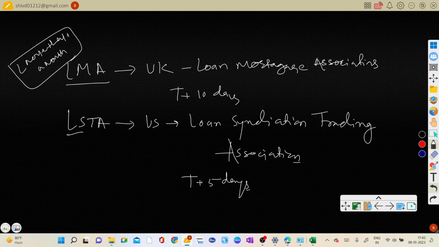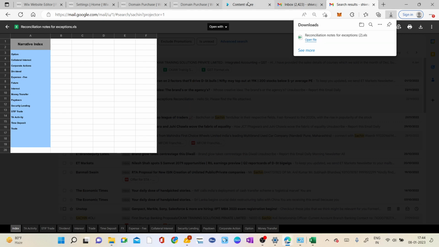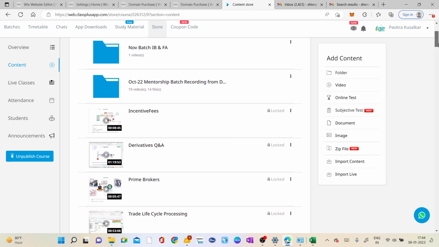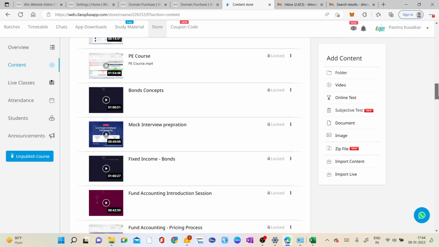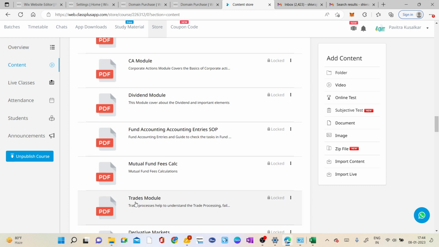I think this is enough about trade processing and all. If you want to see how the data or instructions exactly look, just let me check whether this has been opened or not. This one is a capstock. This one is your motive.